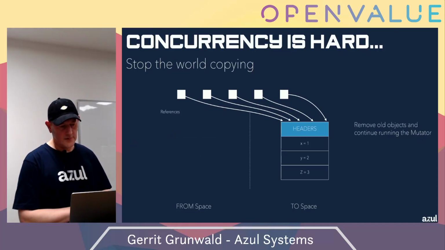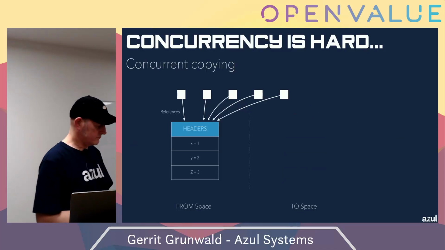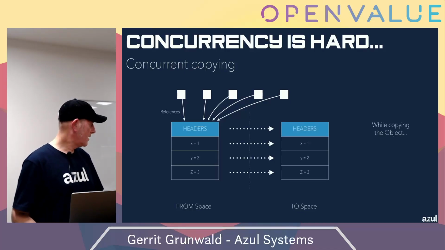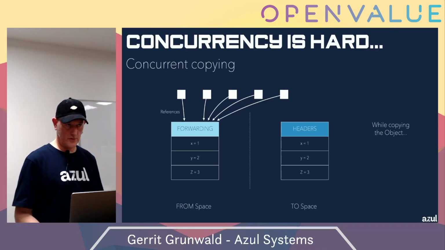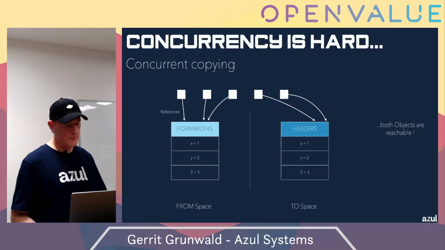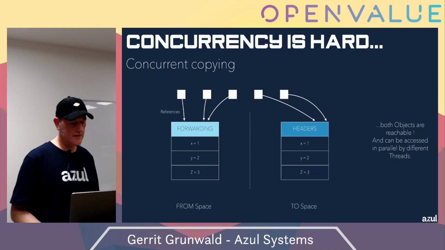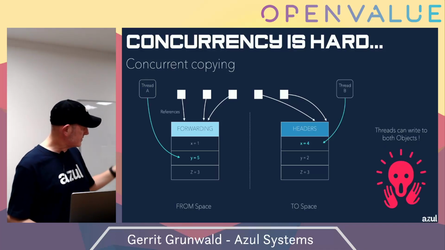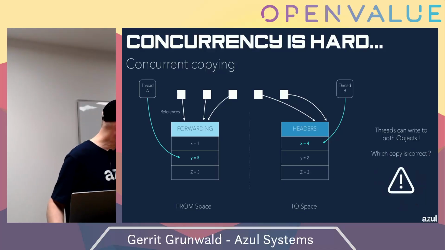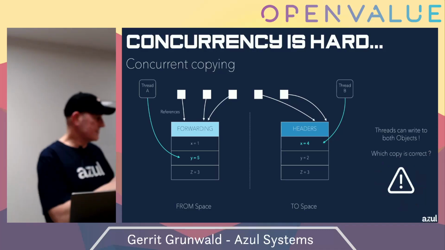Okay. If we do that concurrently, then it would look like this. We start, same thing. We copy the object and we install the forwarding pointer. We start updating references. Both objects now are live on the heap, right? That means if now threads access this object, it can go directly here and the other one can go to this one. This is possible, right? That's the worst thing that can happen.